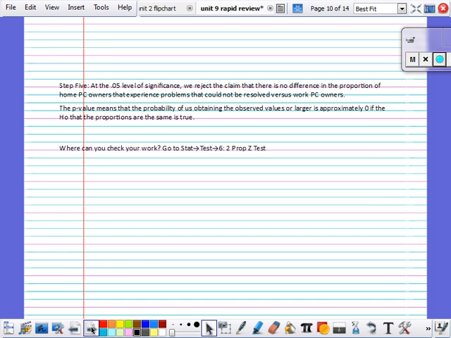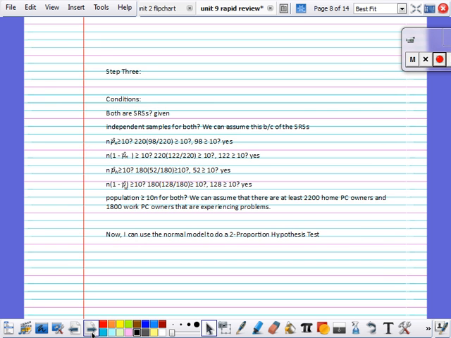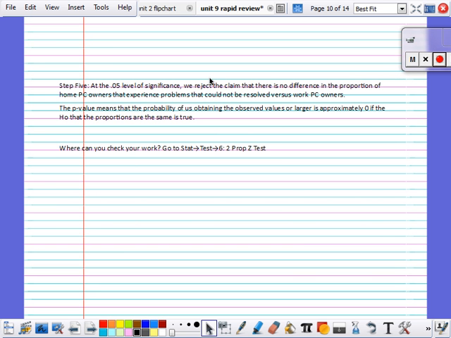Well, what does the null hypothesis say? Let's go back. The null hypothesis says that there's no difference between the proportion of home computers that don't get resolved and the proportion of work computers that don't get resolved. There's no difference between those two proportions. So that's how I said it. We reject the claim that there's no difference between the PC owners and the work owners that experience problems. Do you guys see that I'm just repeating what the null hypothesis means? I'm rejecting that. Then the second statement is the p-value.